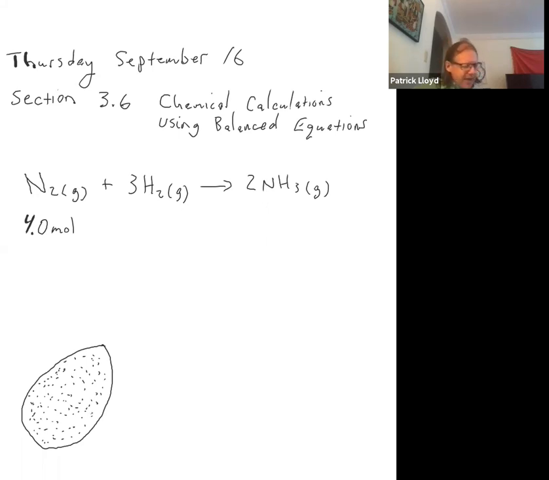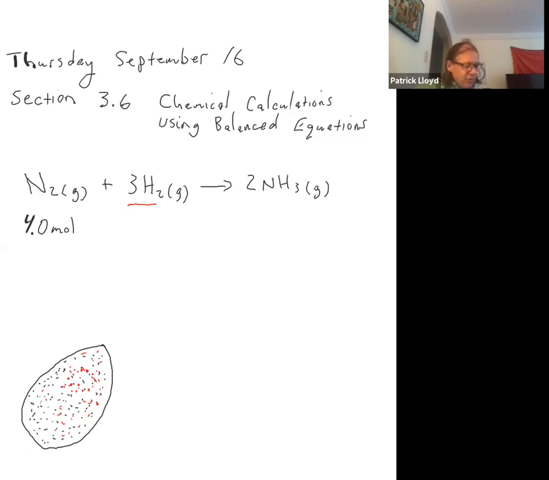The question now is, in this chemical equation, how much hydrogen do I need to put into that container to react with the nitrogen completely so that all of the nitrogen gets used up? So I'll represent that with red dots. So how much of this do I need to put in, right? The red dots. Well, the answer to that is pretty simple.